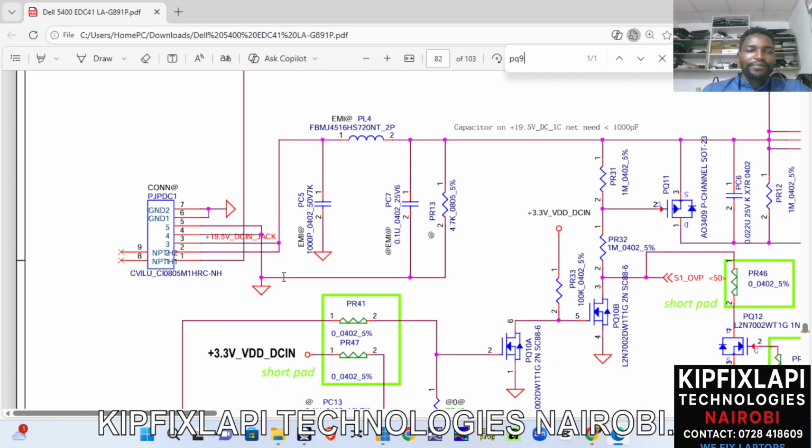So let's start from here. When you plug in here at the connector, it shows you pin number 1 and 2. It shows NPT. So these are the signal lines.